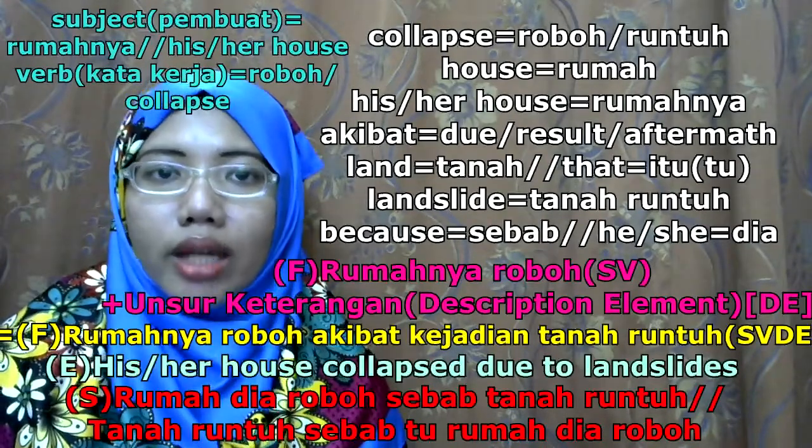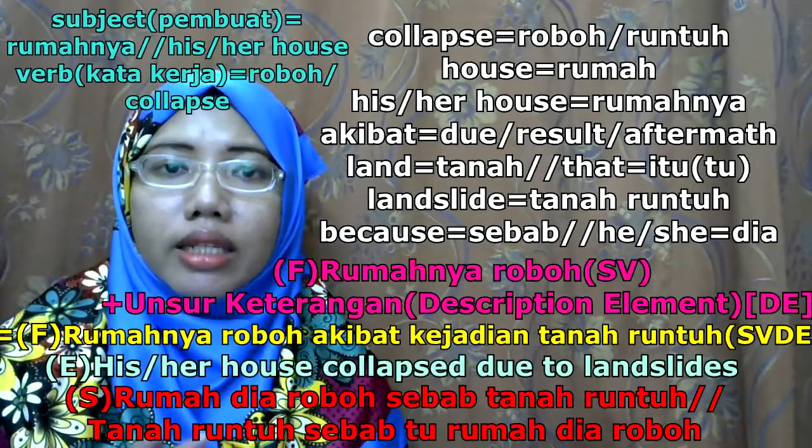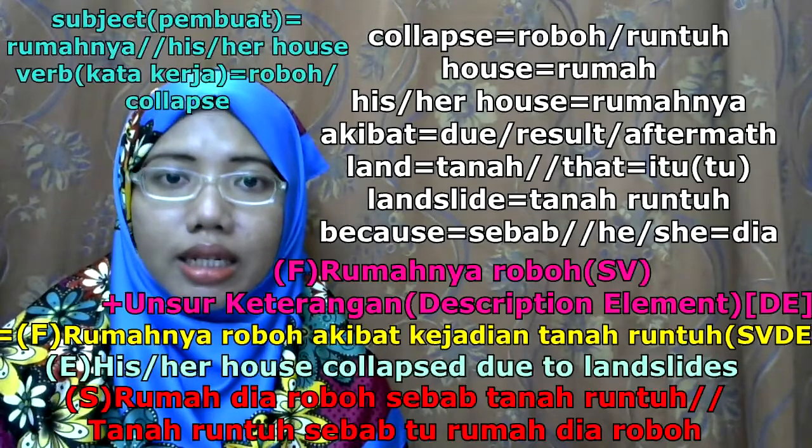This is formal 1. Rumahnya roboh. Rumahnya is subject, roboh is verb. So rumahnya, rumah is house.